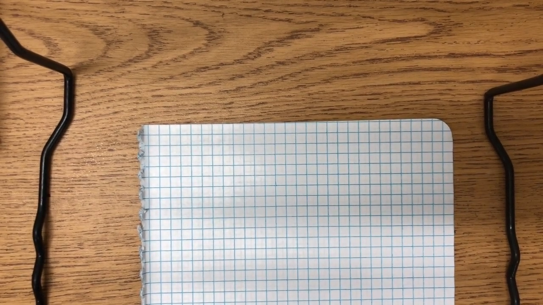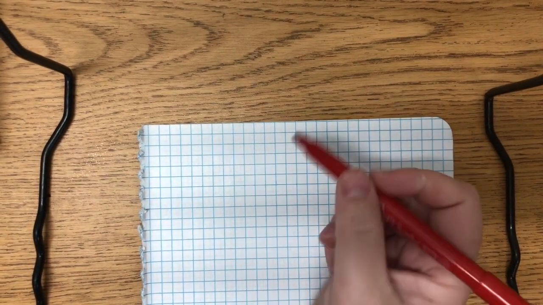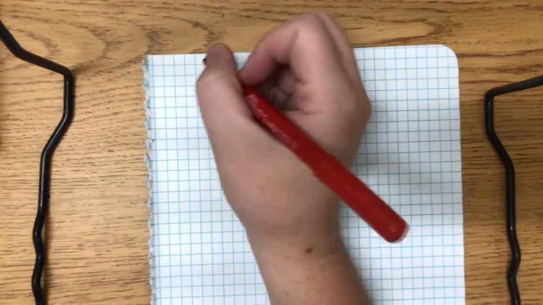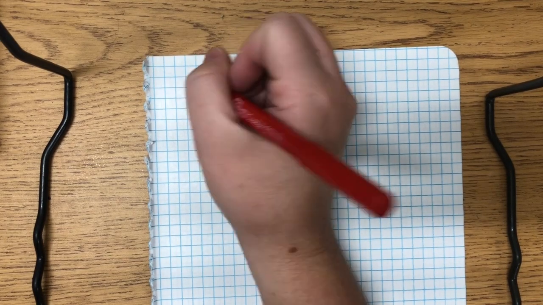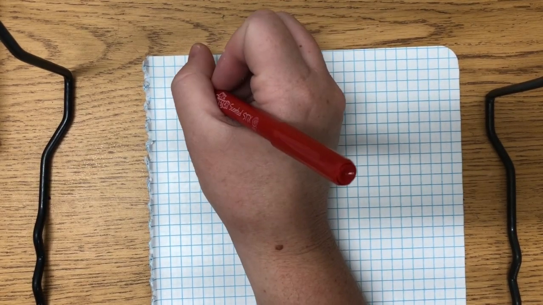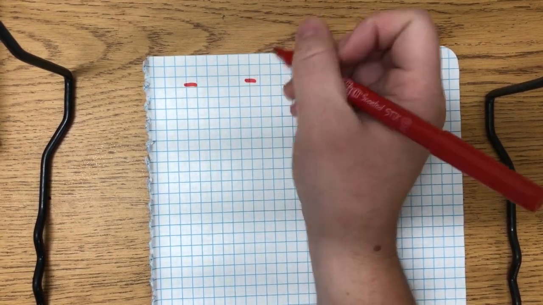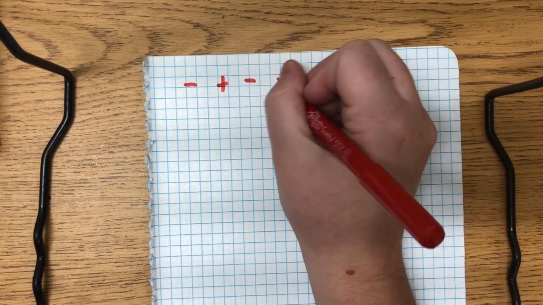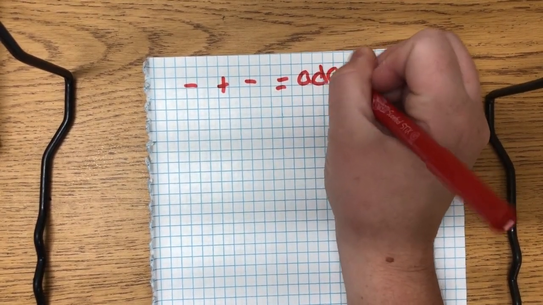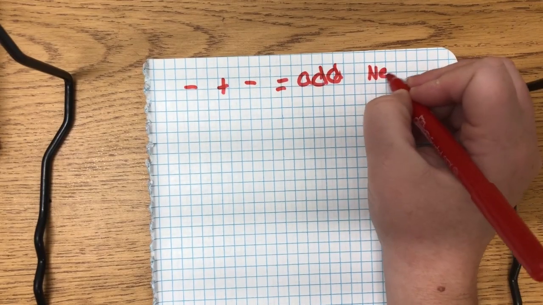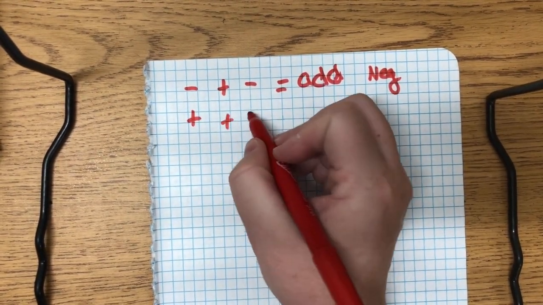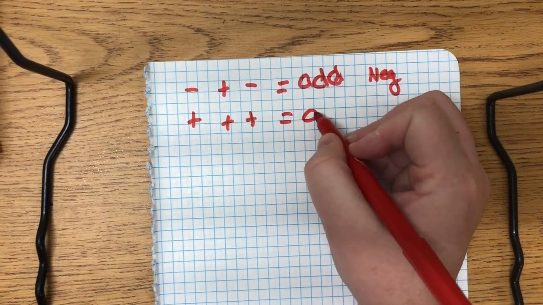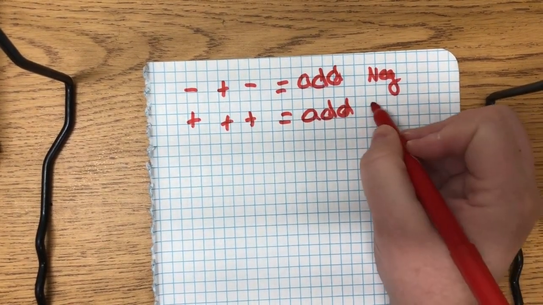So I went over in class the other day with the signs of how you do each one. If you have a negative and you're adding those, you're going to add, but it's going to be a negative number. If you have a positive number plus a positive number, you're adding and it's going to be positive.